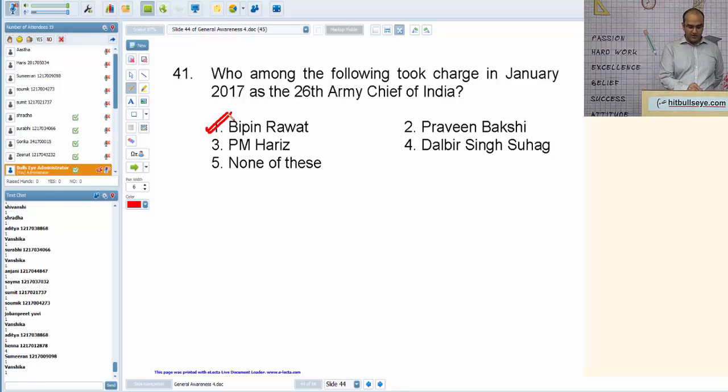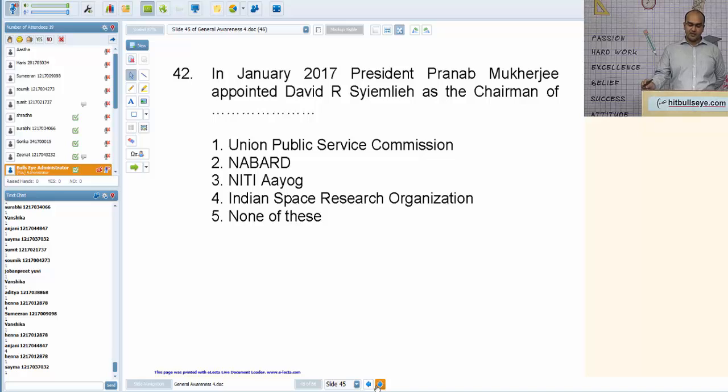Right? Bipin Rawat of course takes over from Dalbir Singh Suhag. Next, in January 2017, President Pranab Mukherjee appointed David R. Simle as the chairman of which of these important organizations? Okay, good to see that you've been following the news, right? The answer of course is Union Public Service Commission, that is UPSC.